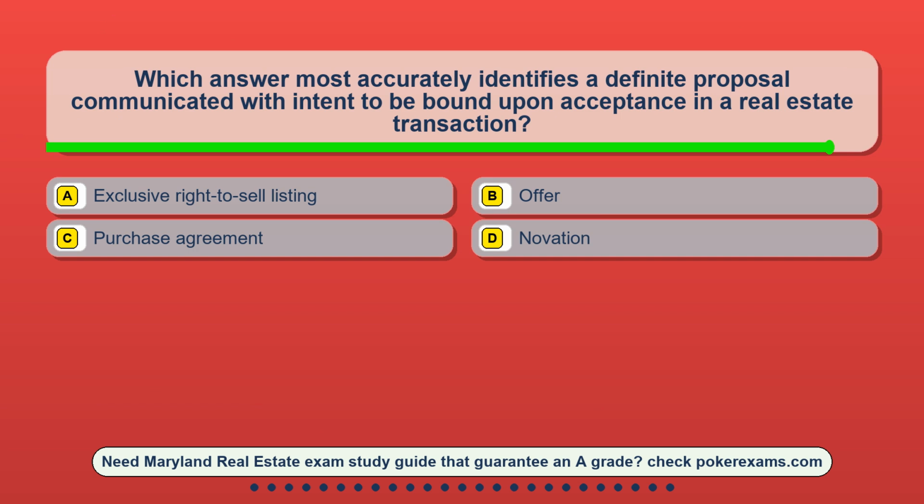Question 8. Which answer most accurately identifies a definite proposal communicated with intent to be bound upon acceptance in a real estate transaction? Option A, exclusive right to sell listing. Option B, offer. Option C, purchase agreement. Option D, novation.